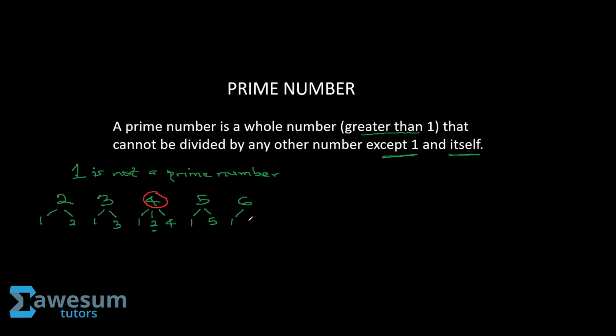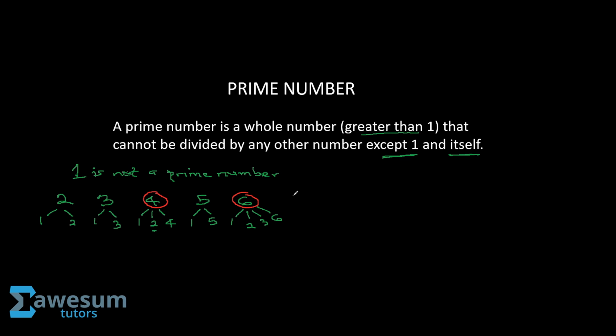Let's take a look at 6. 6 can be divided by 1. It can be divided by 2. Can be divided by 3. Can also be divided by 6. This suggests that 6 is not a prime number because it can be divided by 2 and also 3, right? Remember the definition. A prime number cannot be divided by any other number except 1 and itself.